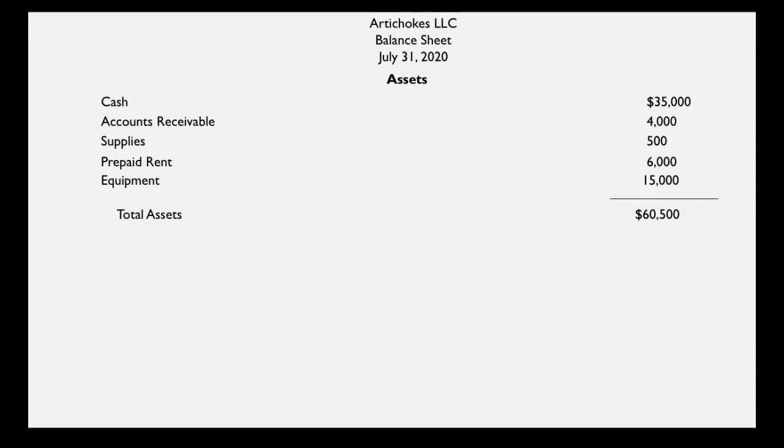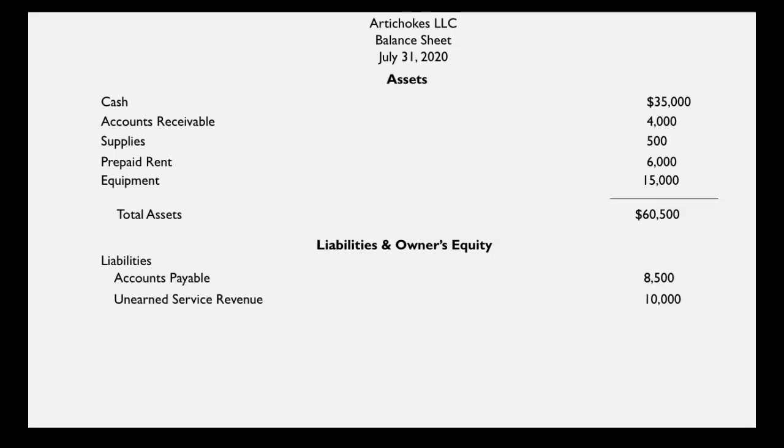Now, once we have those all listed out, we can move on to the next section, our liabilities and owner's equity, or the right half of that accounting equation. So we're going to list out our liabilities first. We take a look back at our trial balance, and we see that we had two liabilities. We had accounts payable, and we had unearned service revenue. Now, you have two liabilities here, so you need to total those up as well. So if we add up the 8,500 and the 10,000, we see that our total liabilities is 18,500.